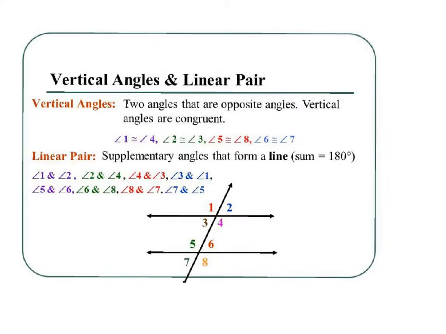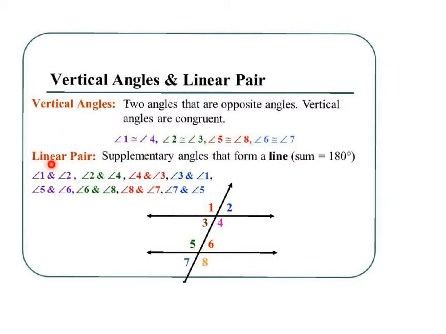Our first 2 pairs are vertical angles and linear pairs. So vertical angles are 2 angles that are opposite angles, and they are always congruent. And here's the examples in this picture. So opposite, so 1 is opposite from 4. So those are 1 and 4 are vertical angles. 3 and 2 are opposite of each other, so they're vertical angles. 5 and 8 are opposite of each other, so they're vertical angles. 7 and 6 are opposite of each other, so they're vertical angles.